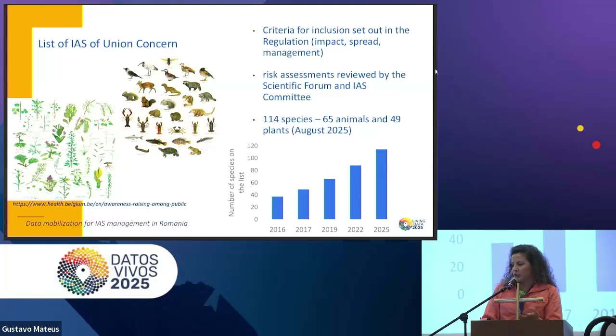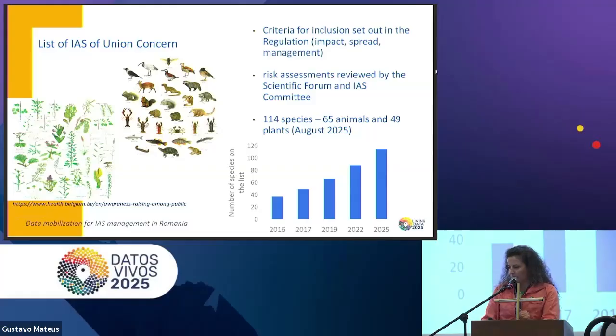In order for a species to end up on this list, it has to be assessed, and this is a very detailed and tedious, long process. There's a set of criteria mentioned in the regulation, based on which these assessments are performed, criteria that relate to the impact, the spread, the management of said species. And these risk assessments are then reviewed by the scientific forum and by the Invasive Alien Species Committee, and also by the public in the end.